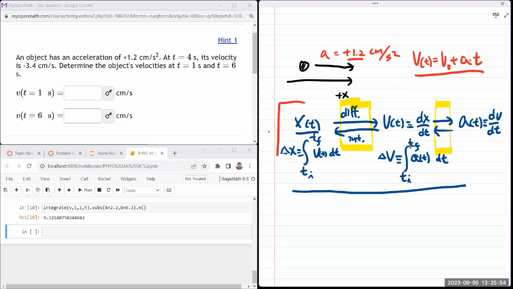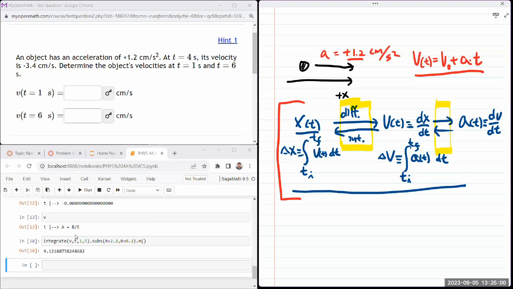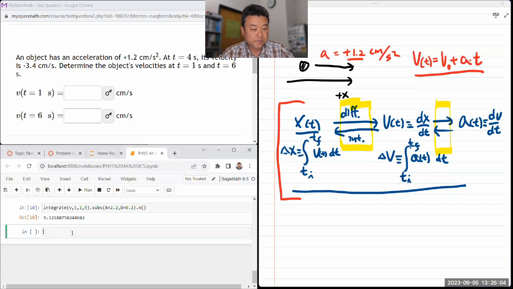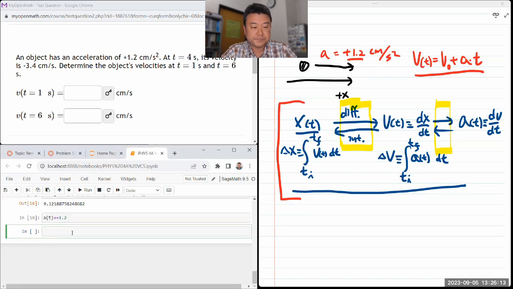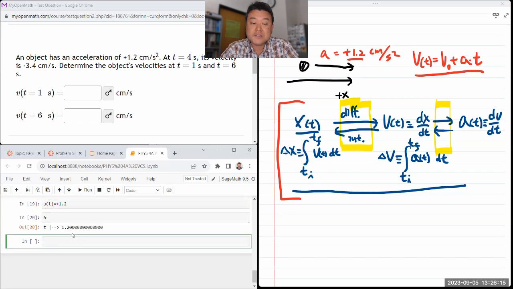But let me demonstrate that these expressions are universally valid by using what I had for the previous question, and I'll just substitute in some things. So I need to define my acceleration as a function of time. It's going to be equal to 1.2 plus 1.2. I mean, a constant function of time is still a function of time. So let me integrate this function of time with respect to time.